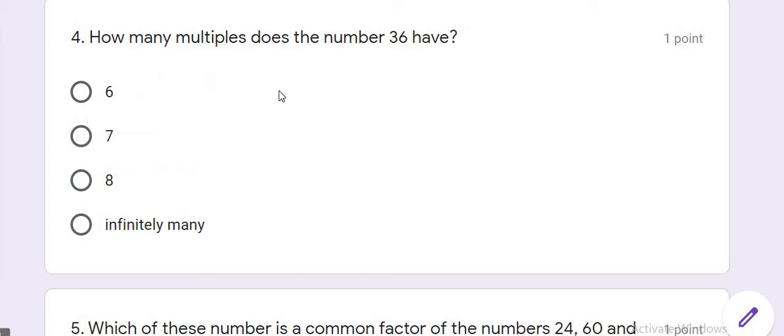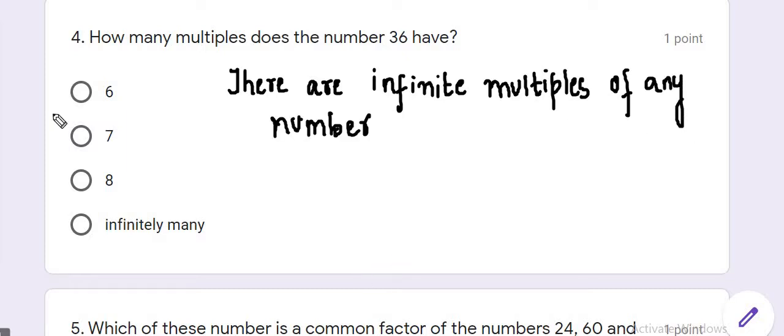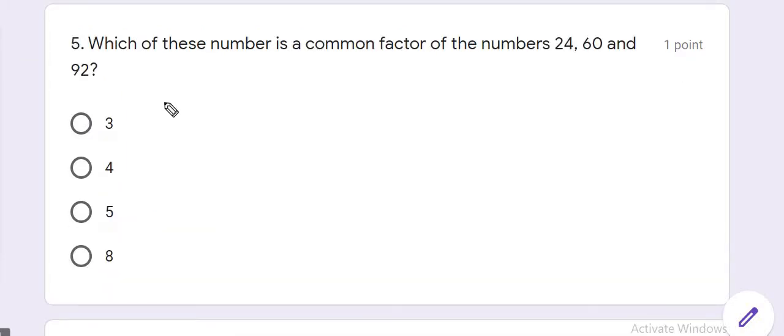Question 4. How many multiples does a number 36 have? As you know that there are infinite multiples for any number. So 36 will also have infinite multiples. So correct option is D. Which of these is a common factor of 24, 60 and 92? Common factor means the number which divides 24, 60 and 92. So only 4 divides 24, 60 as well as 92. So B is the correct option.